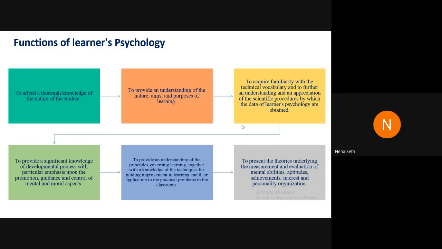It is done to provide an understanding of the nature, aims, and purpose of learning. I generally ask my students when they come to our class for the first time why they have opted for this particular course, and what the aim behind it is. Because this helps me understand how this student is going to remain engaged in my class, what input I can expect from this student, and what pedagogy I can adopt so that I can give my best to my students. So this makes me understand the nature, the aim, and the purpose of learning. Accordingly, I can design my class.